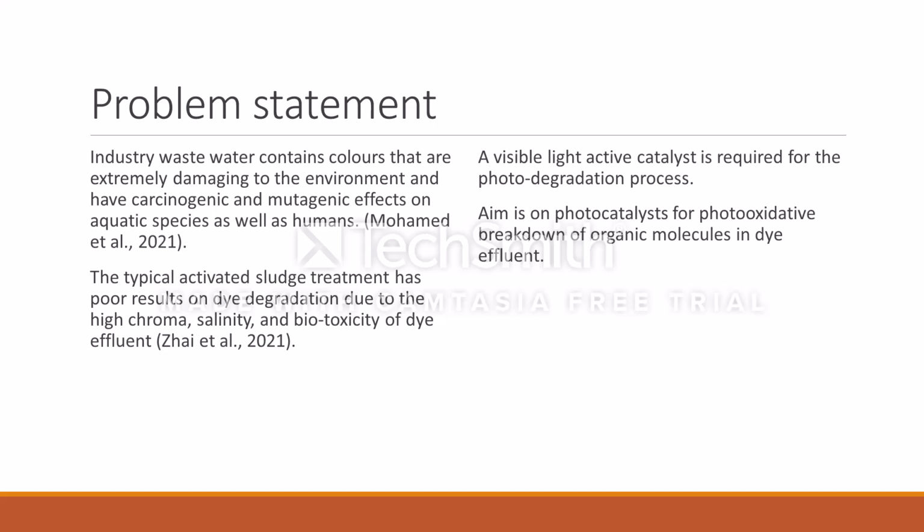The next part is about the catalyst itself. A visible light active catalyst is required for the photodegradation process because we want to tackle visible light irradiation. Why do we need to tackle visible light irradiation? Because the amount of radiation is higher, 40%. The aim of this project is a photocatalyst for photooxidative breakdown of organic molecules in the effluent or textile wastewater.